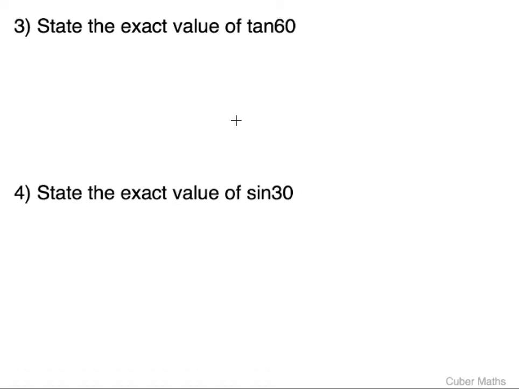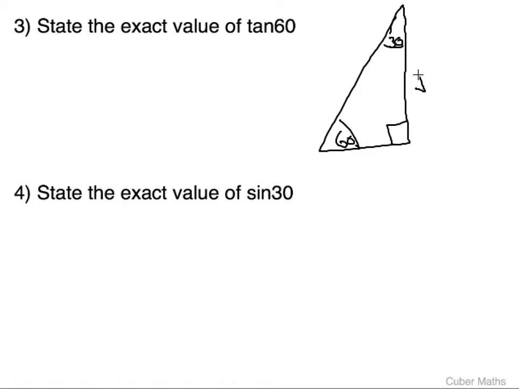Here we have our third problem, and it says state the exact value of tan 60. So again, if we think back to our triangles, we're going to take the one which was on the left hand side. So when we sketch that, we have a right angle in this bottom right hand corner, 60 in this bottom left hand corner, 30 in this top right hand. This side here was root 3, this side was 1, and this side was 2.